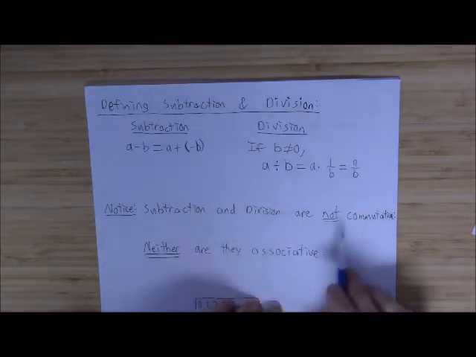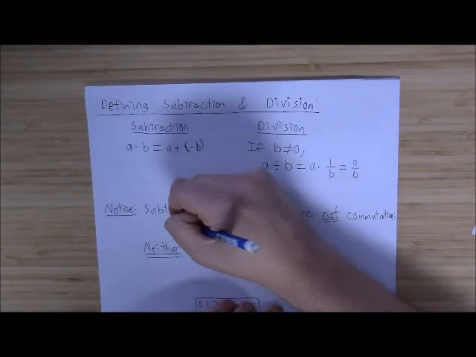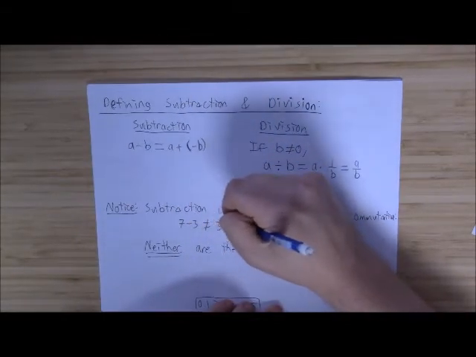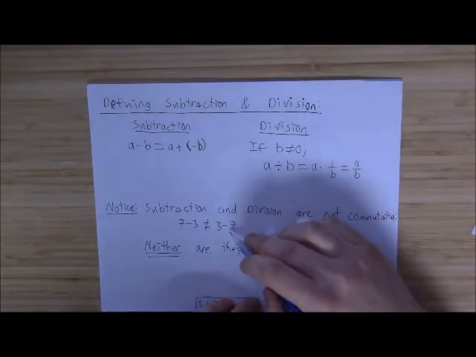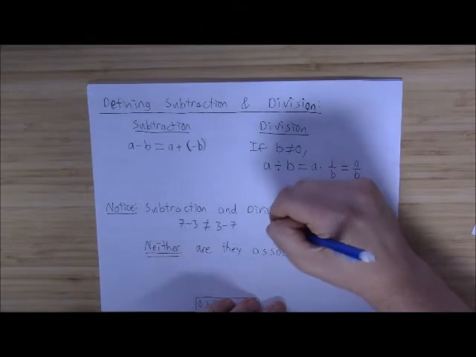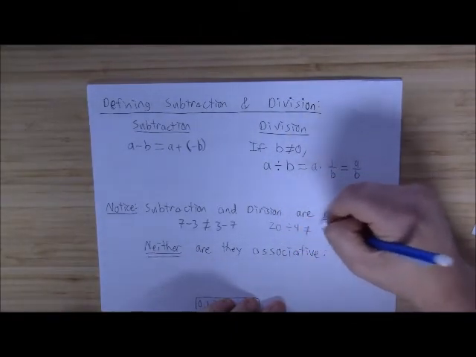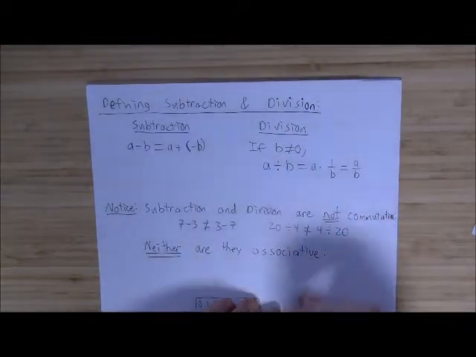Now, subtraction and division are not commutative, and it's important to note this. For example, 7 minus 3 you can see is not 3 minus 7. The answer will be off by a negative because this is 4 and that's negative 4. And we also can see that 20 divided by 4 is 5, whereas 4 divided by 20 is 1/5.